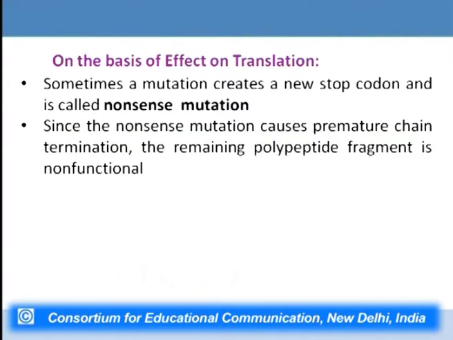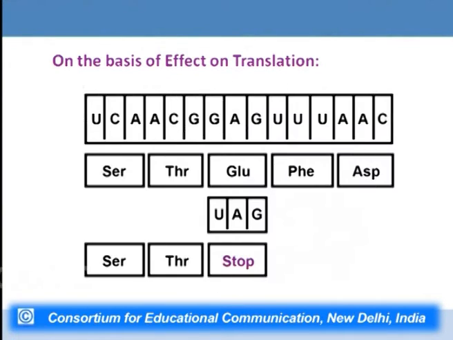Sometimes the mutation creates a stop codon in the coding region of the gene, and this particular type of mutation is called a nonsense mutation, because it causes a premature termination of translation and the complete polypeptide is not formed, and the polypeptide fragment which is formed is non-functional. This panel shows how a mutation can lead to formation of a stop codon.